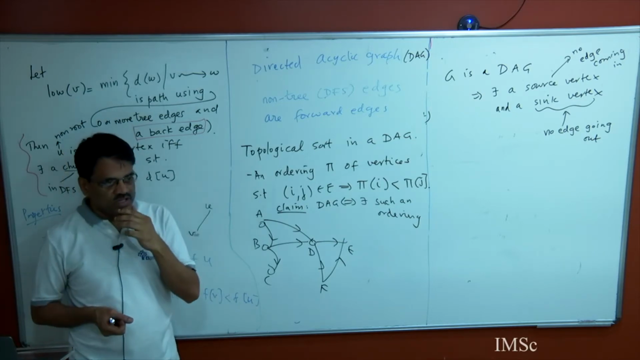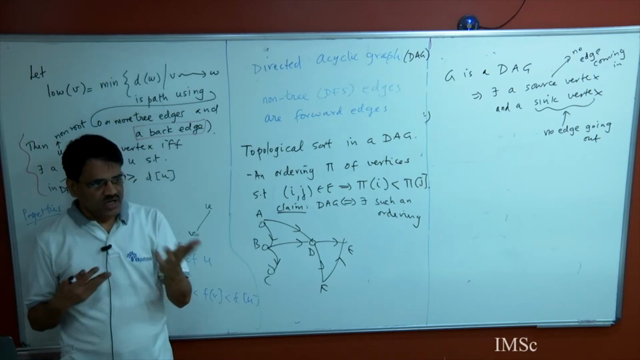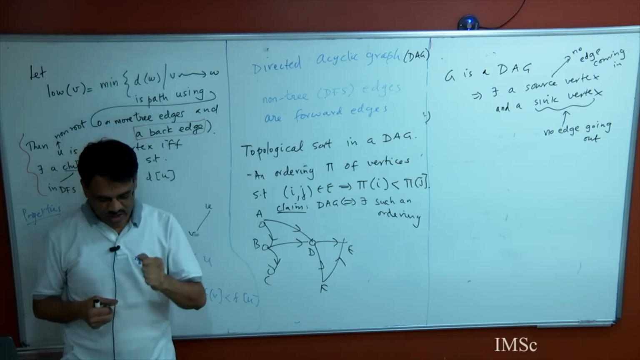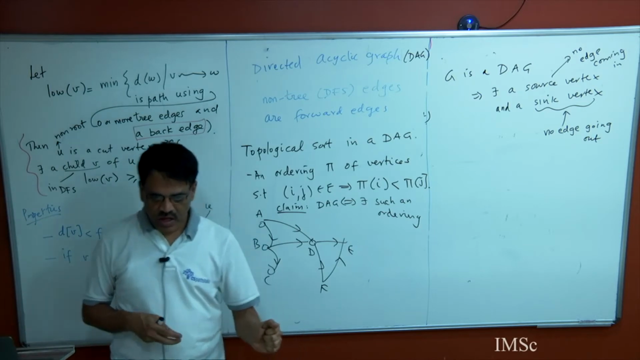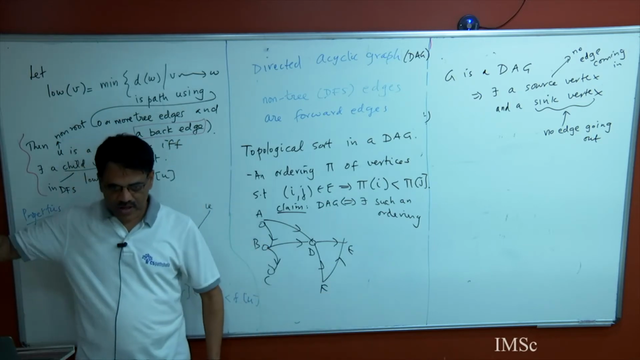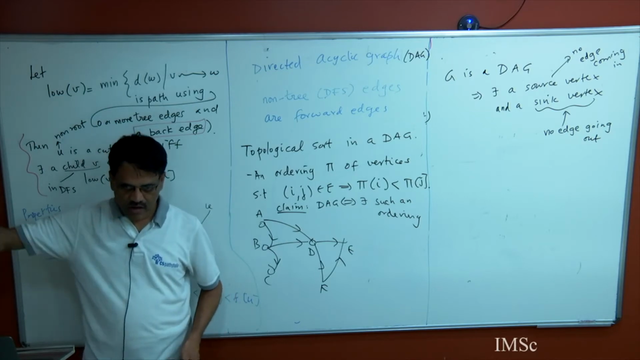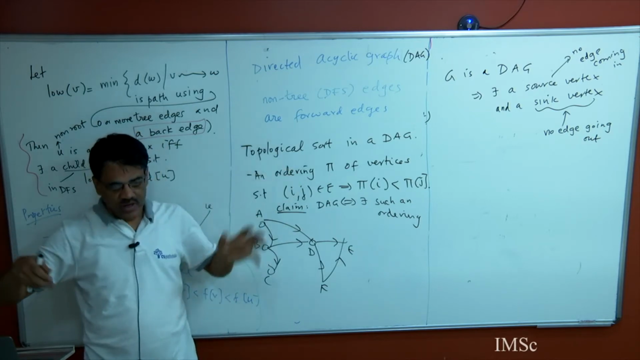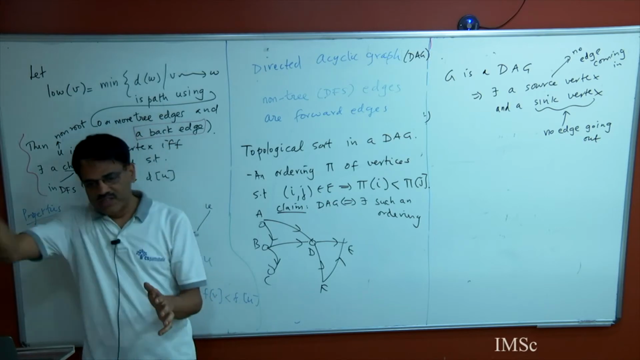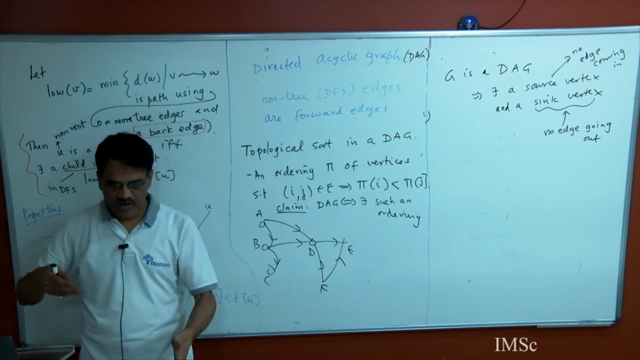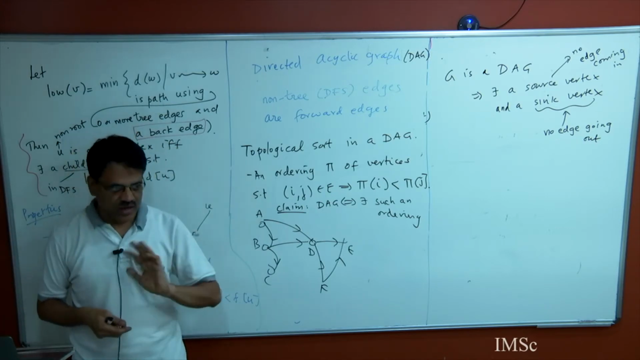Yeah, so if I show there is a source vertex or even a sink vertex, the same idea will work. If you take the source vertex, give it number 1, delete it, look at the remaining graph, that is a directed acyclic graph, order the vertices according to the requirement, and then put this as 1. You know that all the edges are going from here to here because this is a source vertex. There is nothing coming in anyway.